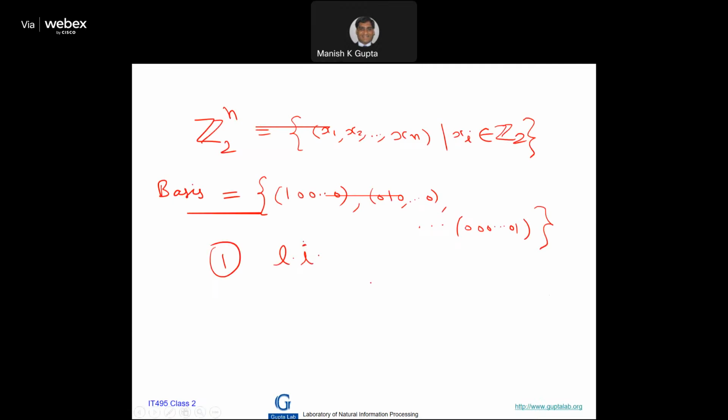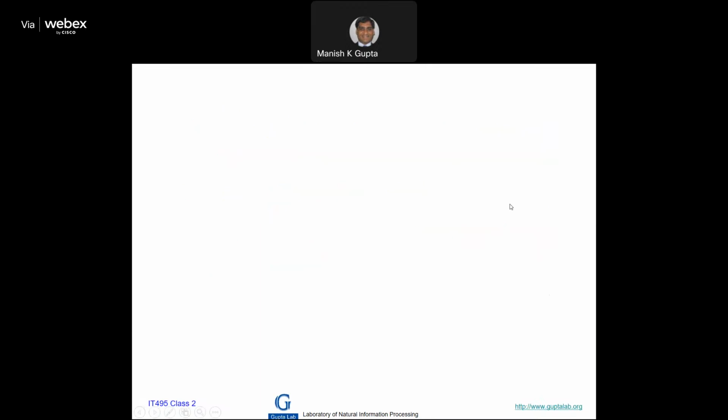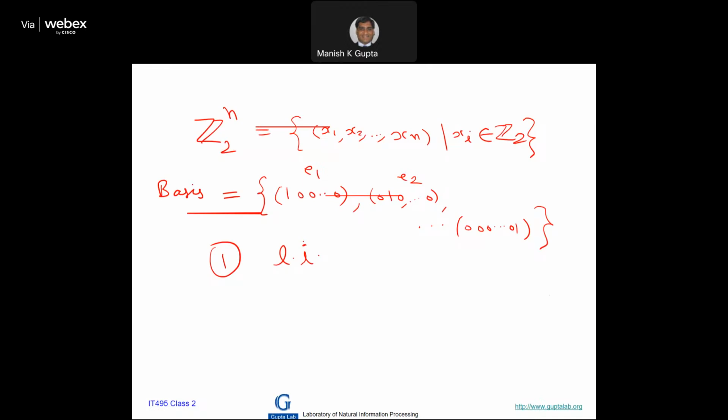Linearly independent means, I can call these vectors E1, E2, ..., En. That means the summation of lambda_i times Ei equal to 0 will imply that lambda_i is equal to 0 for every i. So these vectors are linearly independent. That is the first condition: all these n vectors are linearly independent.